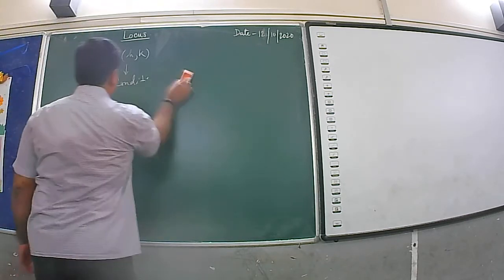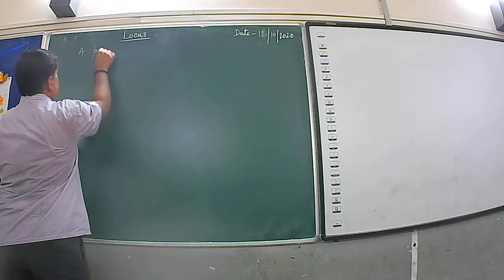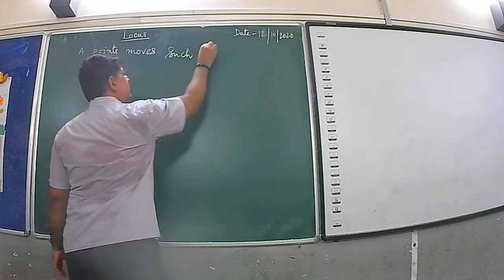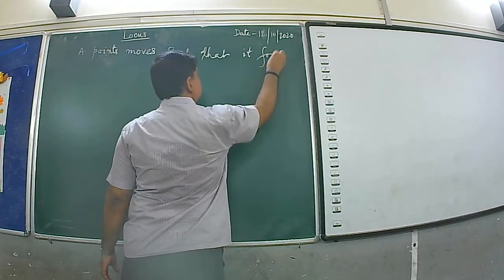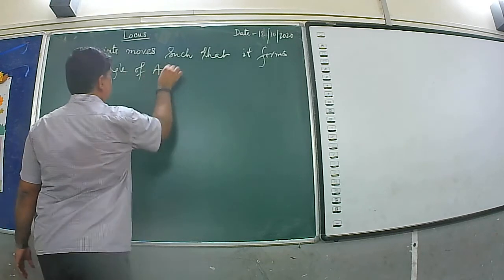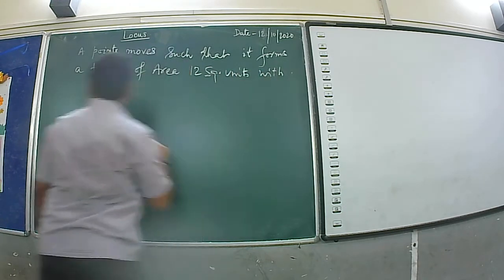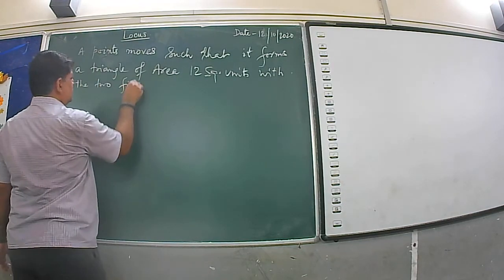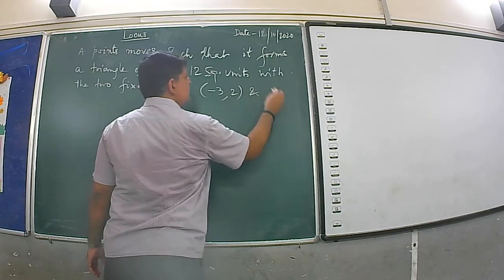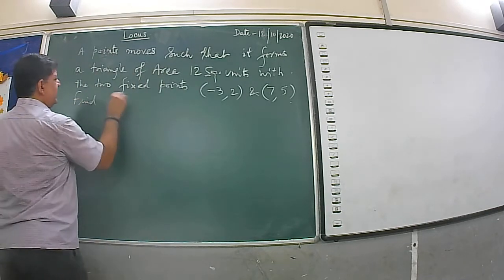Let us take a problem on locus. A point moves such that it forms a triangle of area 12 square units with the two fixed points (-3, 2) and (7, 5). Find its locus.